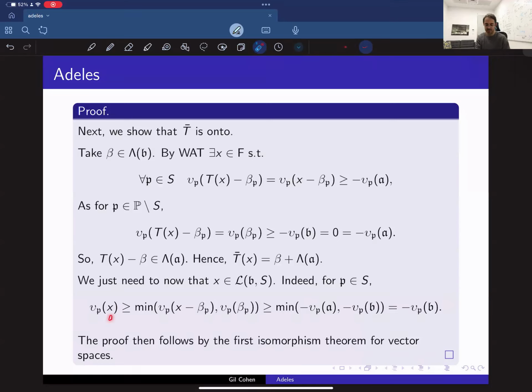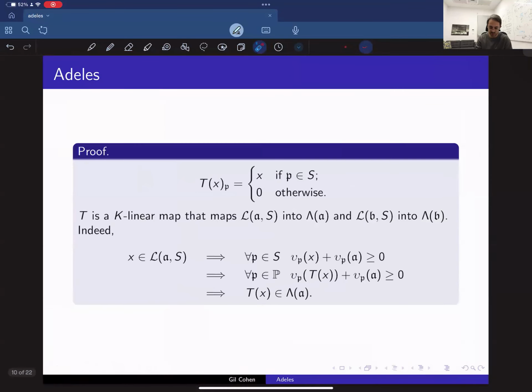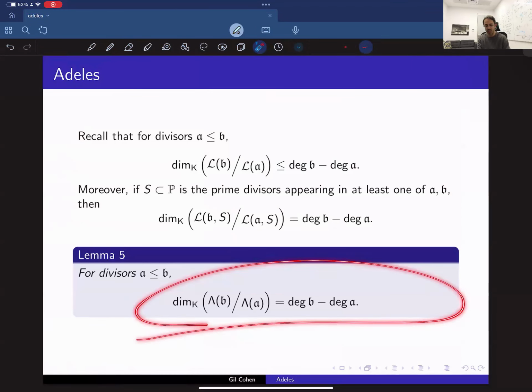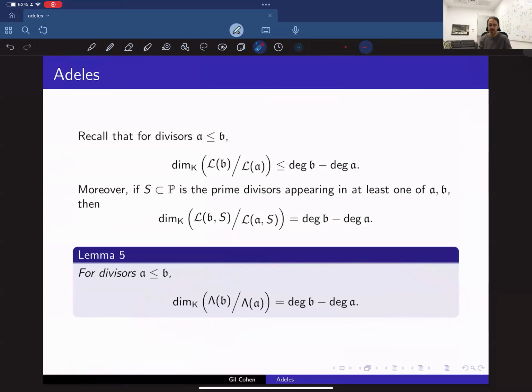That implies that x is in L(B). Right, and as I said, once you know that, then you apply the fourth isomorphism theorem and you're done. So to summarize, we've just proved that the dimension as a k-vector space of lambda B over lambda A, whenever A is at most B, is the degree difference between the two divisors.